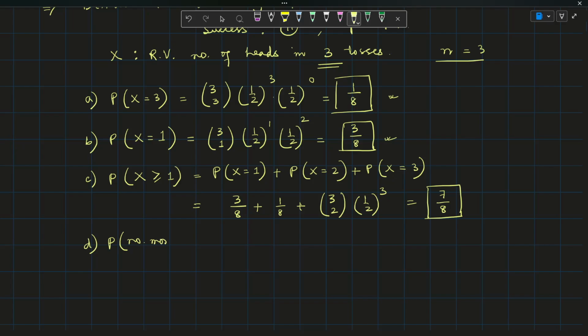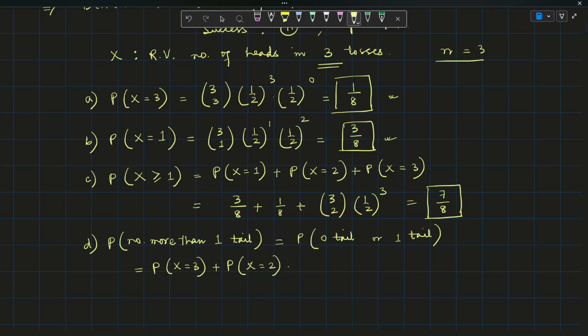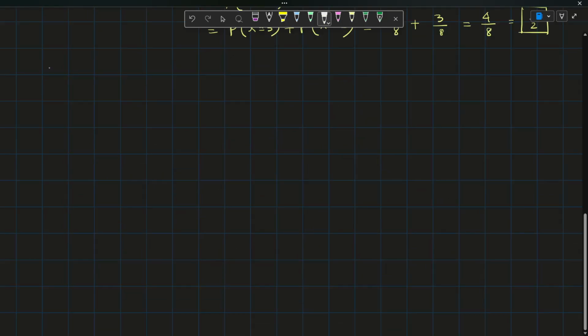Now D is the probability of no more than 1 tail. That is the same as saying probability of 0 tails or 1 tail. So 0 tails means x equals 3 heads, and 1 tail means 2 heads. So probability x equals 3 plus probability x equals 2. x equals 3 is 1 by 8, and probability of x equals 2 is, again just using the formula, we will get half.